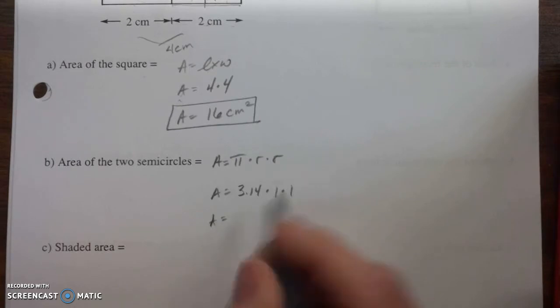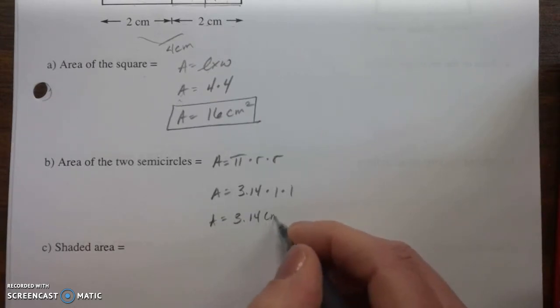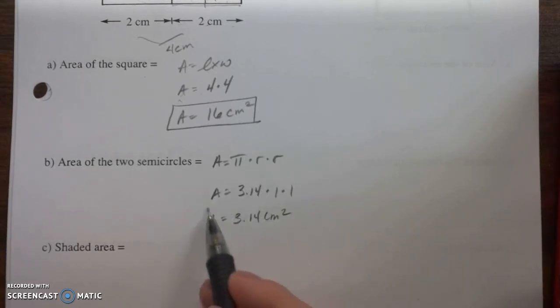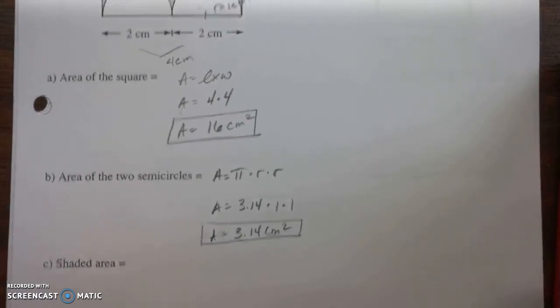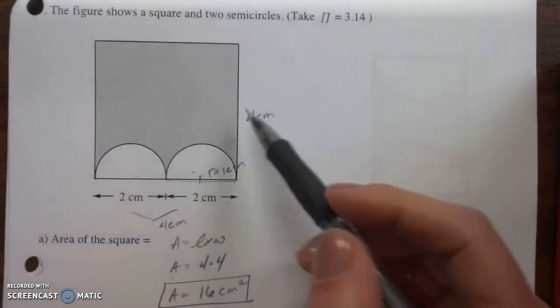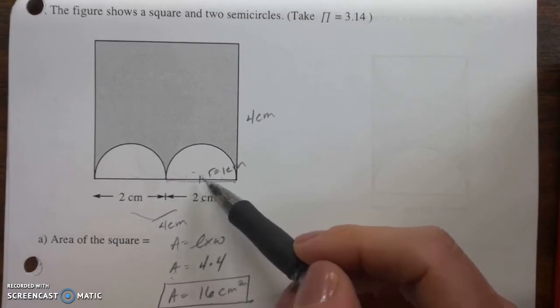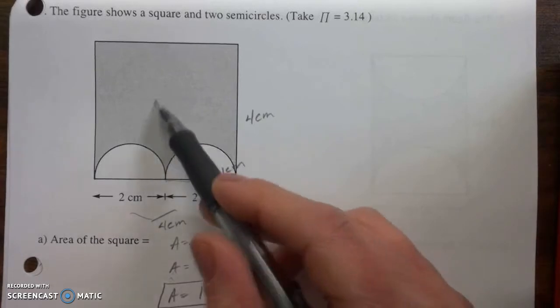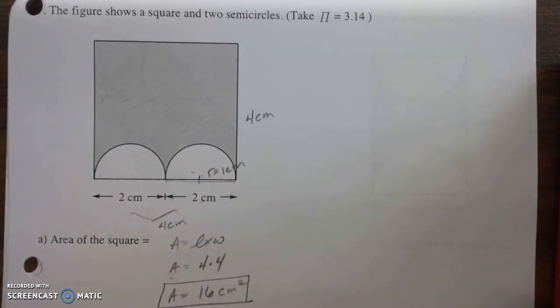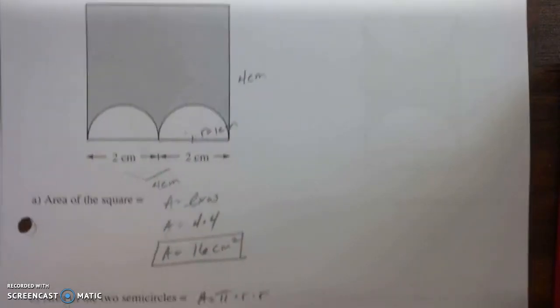So the area of the two semicircles is just going to equal 3.14 centimeters squared. Now, I think when I started this problem, I might have said we're going to add them up at the end, but that was just a flub, because we are not going to add. If we look at our picture, we can see that the semicircles are taking away from the area of the shaded portion. So I need to subtract down here.